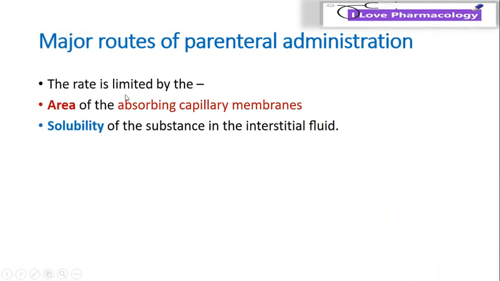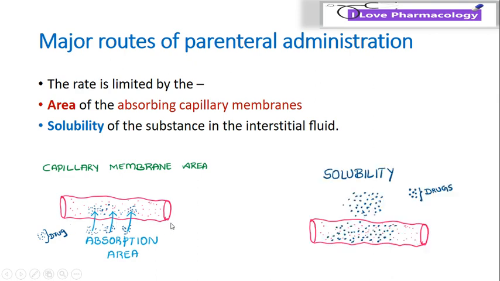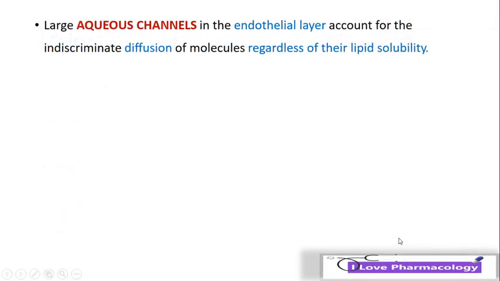What are the rate limiting factors which govern the absorption? One is the area, and another is the solubility of the substance in the interstitial fluid. Area means the area of the absorbing capillary membranes. The drug gets absorbed into the capillaries depending upon the area available for absorption. Next comes solubility, where drugs get dissolved in the interstitial fluid before dissolving into the plasma.